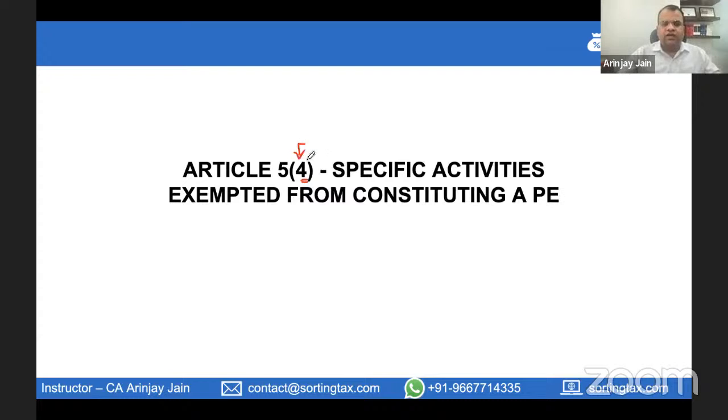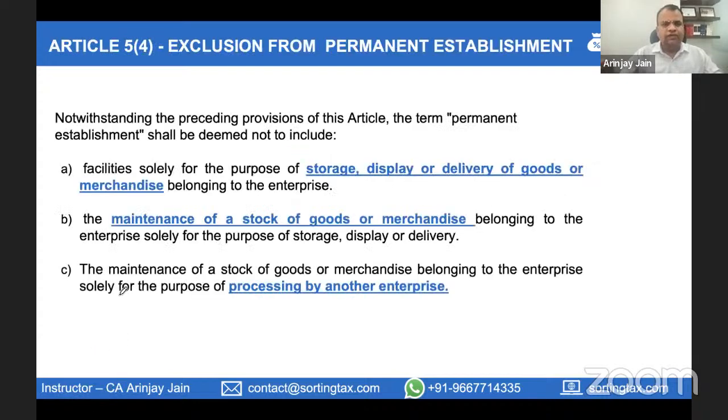Article 5.4 deals with specific activities exempted from constituting a PE. So basically, when we talk about these, these activities are something which is known as preparatory or auxiliary activities.